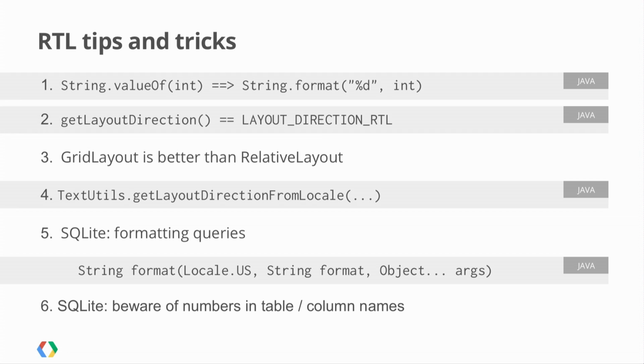And then if you're dealing with databases, SQLite or any others, don't forget about formatting your query correctly. If you're using format %d, it will be formatted with the corresponding locale, and it will probably not be good for your database, and you will have SQL exceptions. So use format with locale as the first argument, and the locale should be US. Last but not least, I've seen that in several apps. Be aware of numbers in table and column names. That can also lead to the same SQL exception.